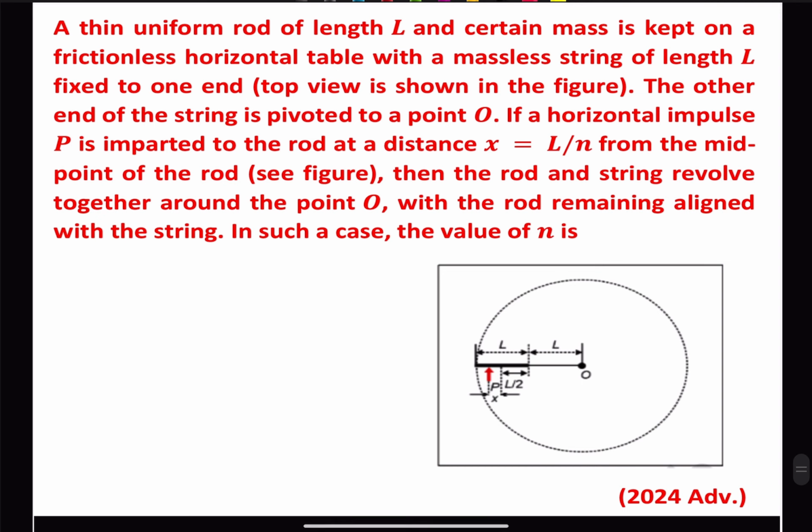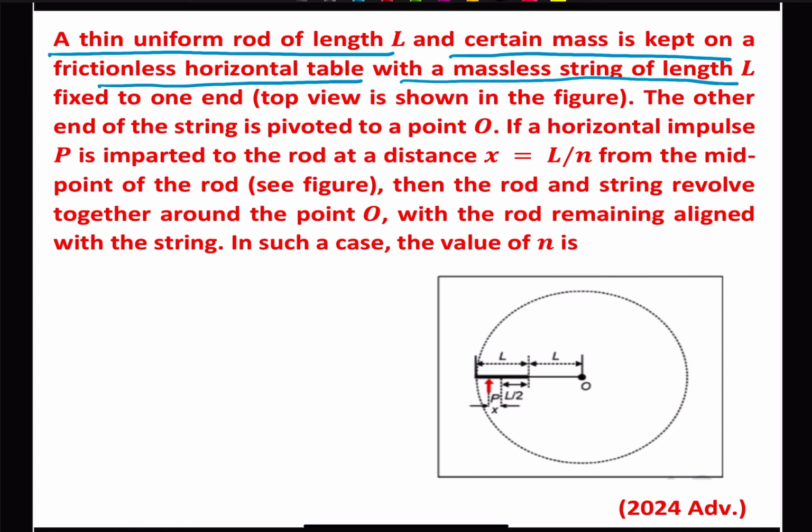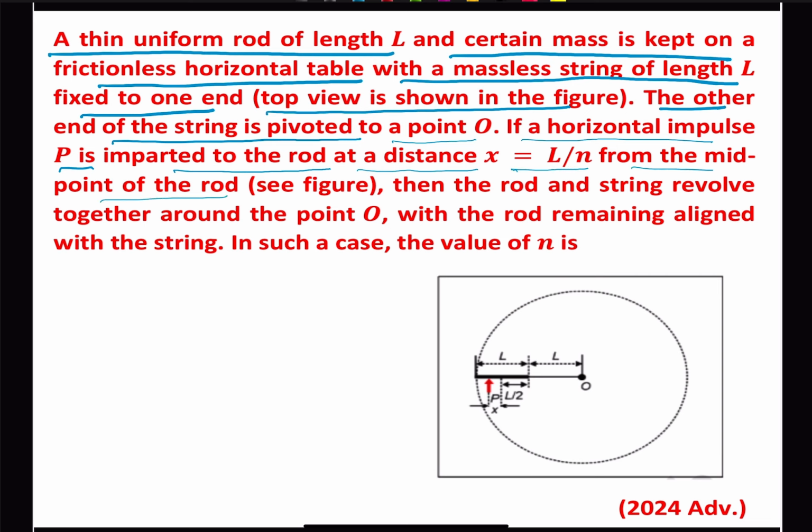It states that a thin uniform rod of length L and a certain mass is kept on a frictionless horizontal table with a massless string of length L fixed to one end. Top view is shown in the figure. The other end of the string is pivoted to a point O. If the horizontal impulse P is imparted to the rod at a distance x = L/N from the midpoint of the rod, see figure, then the rod and the string revolve together around the point O, with the rod remaining aligned with the string. In such case, the value of N is.